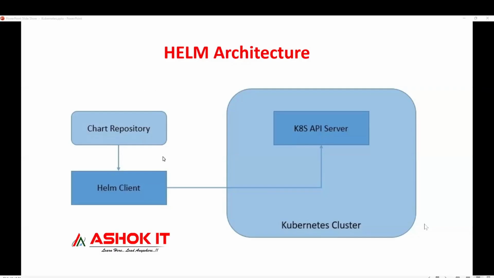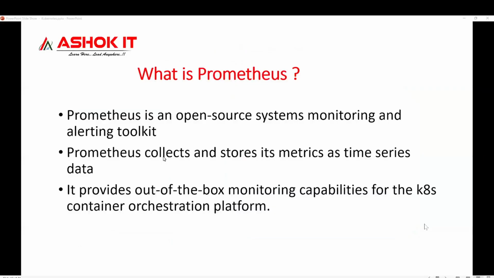Good. Now let us look at this. What is Prometheus in Kubernetes? Prometheus is an open source system monitoring and alerting toolkit. Prometheus collects and stores its metrics as time series data. Whatever metrics are available in the cluster, when the resources are executing in the cluster, we are going to collect them using Prometheus and give them to Grafana.